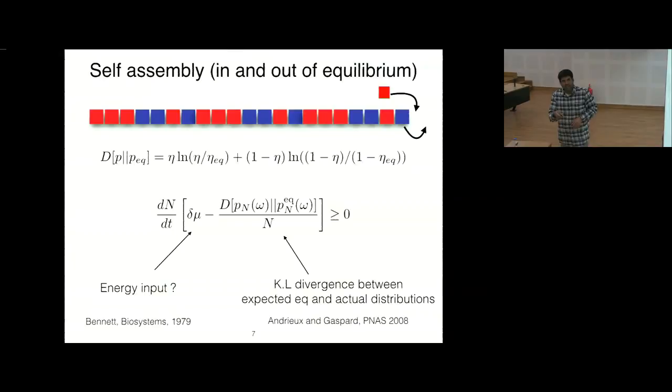This result was first written down in a remarkable paper, a very nice read, by Charles Bennett in 1979. It's in an obscure journal, Biosystems, but you can find it, or if you don't, I can send it to you. Later on, other people rediscovered this result using a more modern approach, but Bennett basically had this result for proofreading, and he tried to think very carefully about ideas like Maxwell's demons in the context of proofreading, and I already mentioned this yesterday.